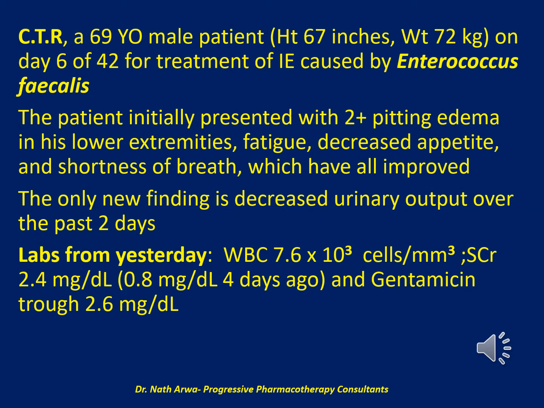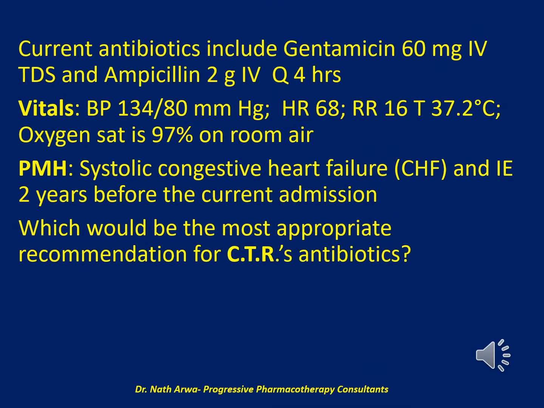His labs from yesterday include a WBC of 7.6 times 10 power 3 cells per millimeter cubed, a serum creatinine of 2.4 mg per deciliter. It was 0.8 mg per deciliter 4 days ago. And gentamicin trough is 2.6 mg per deciliter. His current antibiotics include gentamicin 60 mg IV thrice daily and ampicillin 2 grams IV every 4 hours.